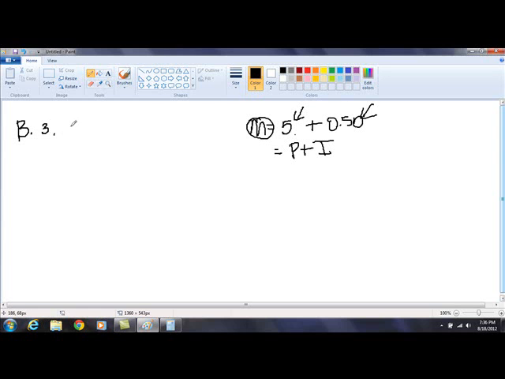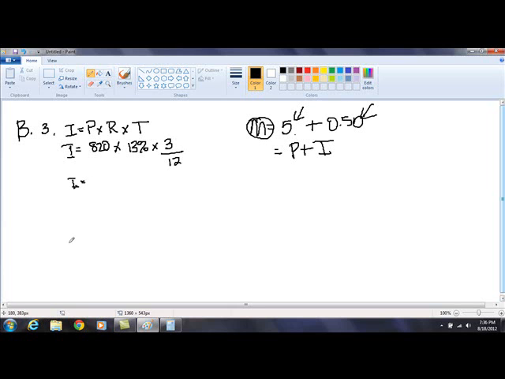What's my formula for simple interest? I equals P times R times T. So now I'm just going to fill in the blanks. I don't know my interest, so I'll leave it at I. My principal is $820. My rate is 13%. And my time is 3 months, so it'd have to be 3 out of 12 months.